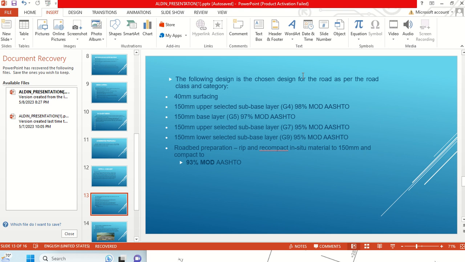The following design is chosen for the road: 40 millimeter surfacing, a 150 upper selected sub-layer, which needs to be compacted to 98 percent, a 150 base layer G5, which needs to be compacted to 97 percent, and the last one, which is 150 and also needs to be compacted to 93 percent of Mod AASHTO.